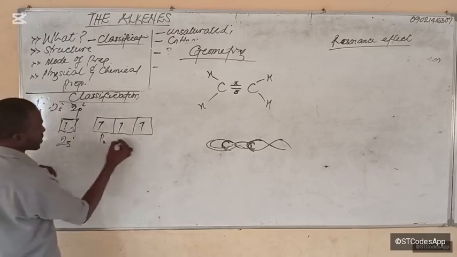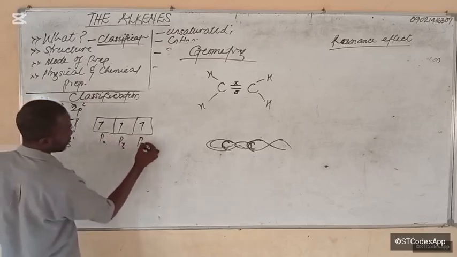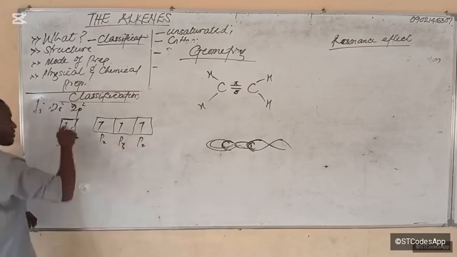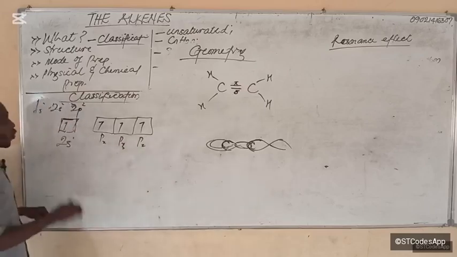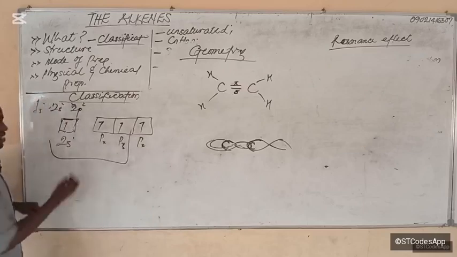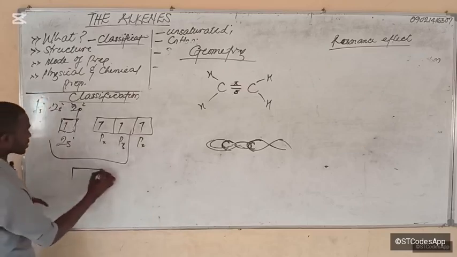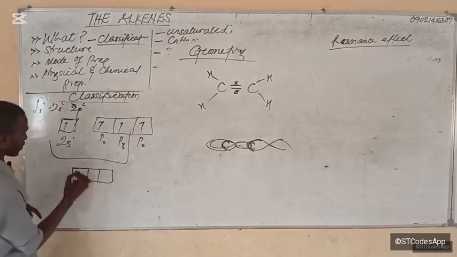And this is p sub x, p sub y, and p sub z, right? So what will happen is that after that promotion or excitation, only two of these orbitals will now be hybridized, so that you now have an orbital that looks like this.